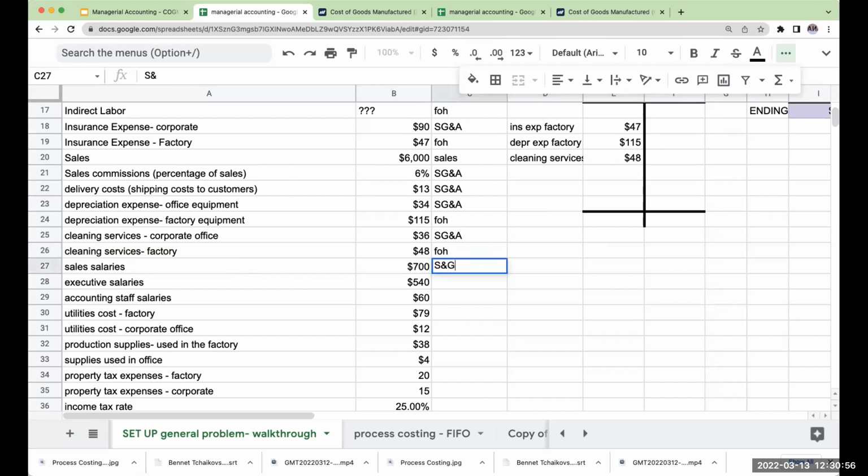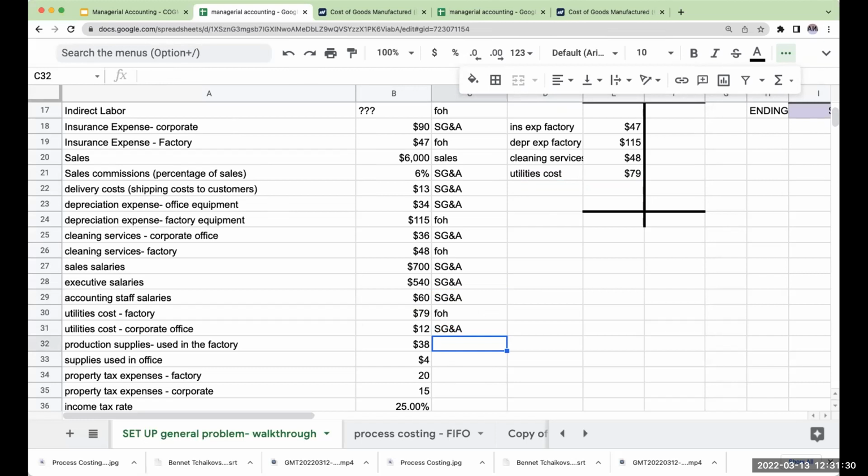Sales salaries, SG&A, right? It's not related to production. It is a period cost. Executive salaries, this is going to be SG&A. Accounting staff salaries, SG&A. Now, if it said accounting staff salaries factory, then we might have a different question, but it doesn't. Utilities cost factory. Ooh, has the word factory in it. So this is going to be factory overhead, and this is going to be utilities cost of 79. Okay. So utilities cost, corporate office, this is going to be SG&A.